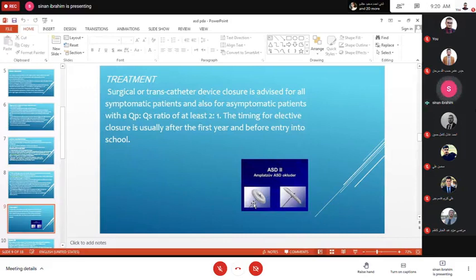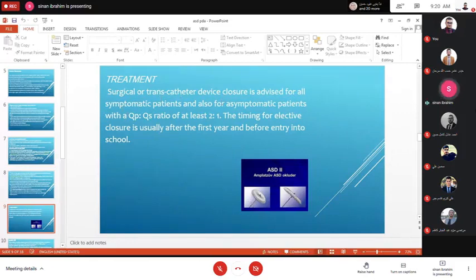So we usually wait until after 4 years of age. If the septum does not close spontaneously, we arrange an appointment for a cath and close it with this occluder.